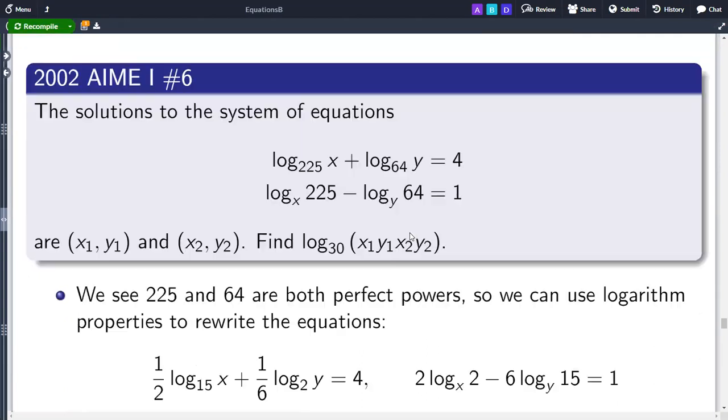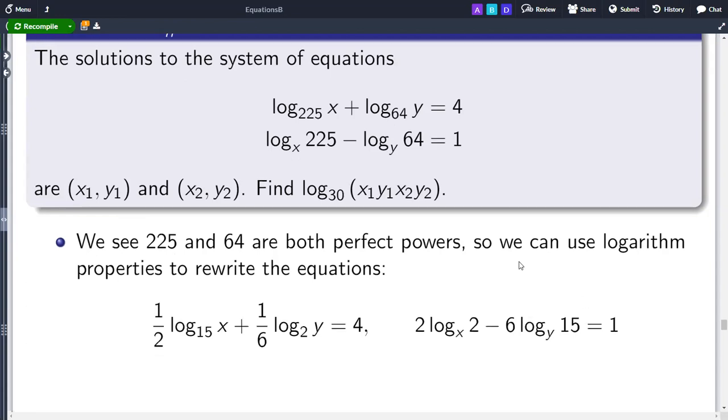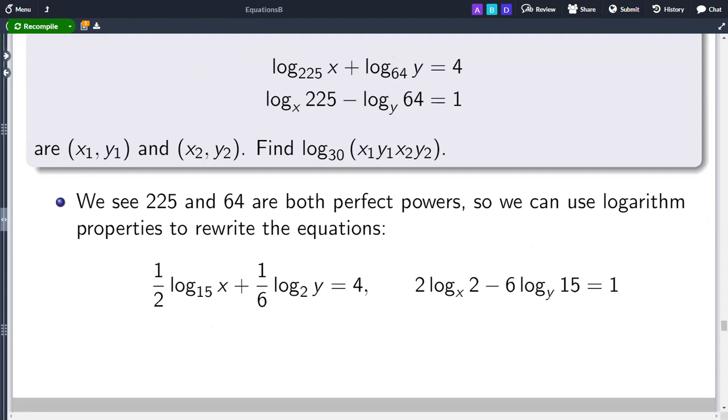So the first equation is 1/2 times log x plus 1/6 times log y equals 4, and then the other equation is basically the same thing. We're using the power property. I think that's slightly wrong. Okay, it should be right now.